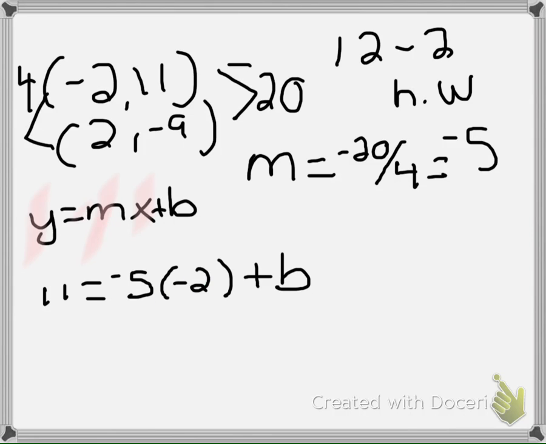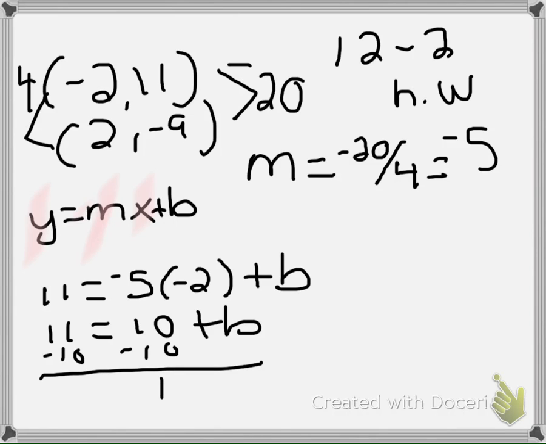Okay, this means to multiply, so that's going to give me 11 equals, if I multiply, I'm getting 10 plus b. I'm solving for b, and b has a 10 with it, so to get rid of that 10, I'll subtract 10 on both sides. And that's going to give me b is equal to 1. My last step is to just write the equation, and I've just found the two things I need. I found the m, -5, and I found the b, so here I go. y equals mx plus b. Oh, there we go, b.